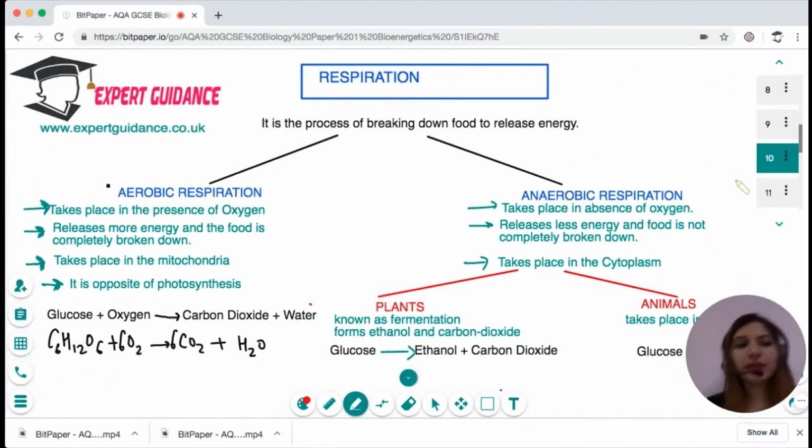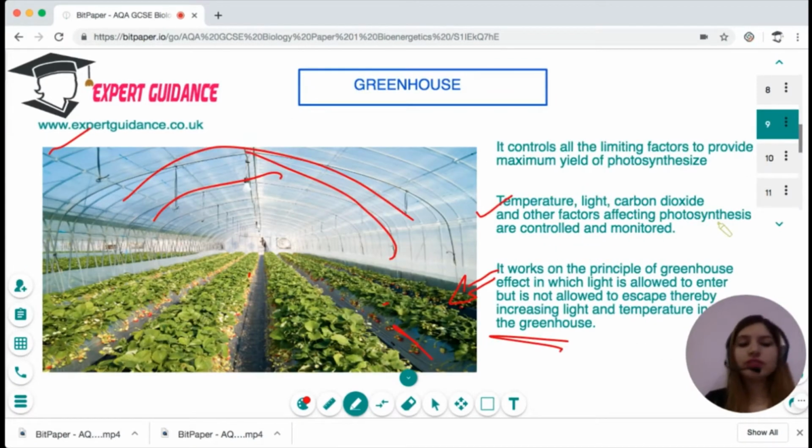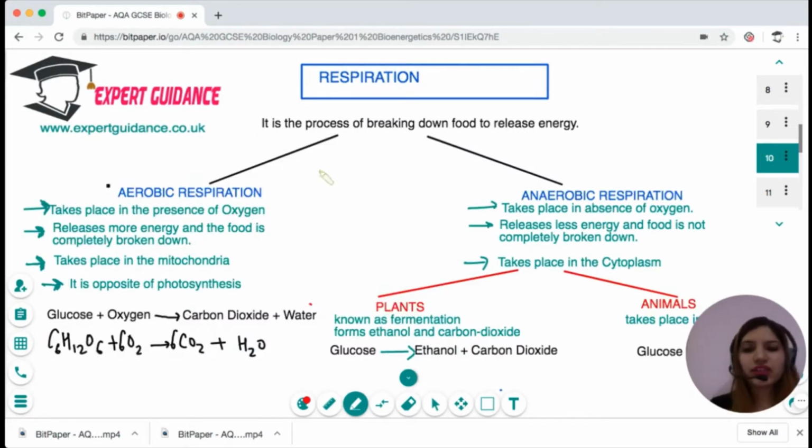Glucose drops. Okay, so I hope the concept of photosynthesis, factors affecting photosynthesis, and how we can maximize photosynthesis is clear to you. Now let us do the reverse of photosynthesis, which is respiration. Respiration is a process of breakdown of food to release energy. And it happens via two mechanisms. One is aerobic and the second is anaerobic.